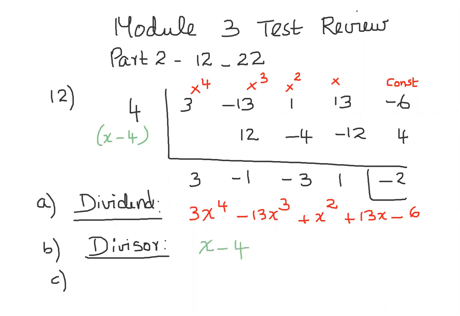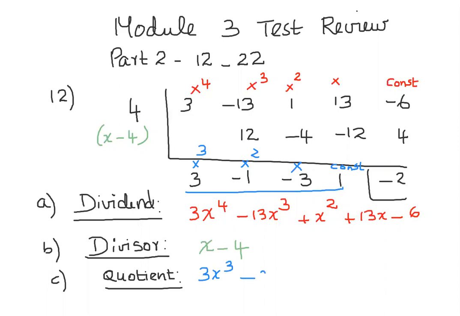Part C, we have to find the quotient. Quotient is the polynomial we get after we divide. So this is our quotient. So this is constant. This is x, x squared, x to the third. So we get 3x to the third minus x squared minus 3x plus 1.